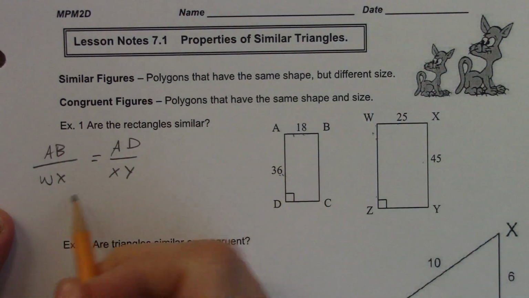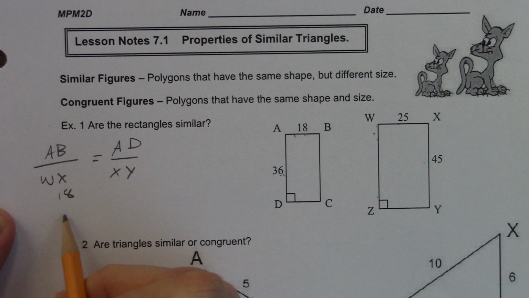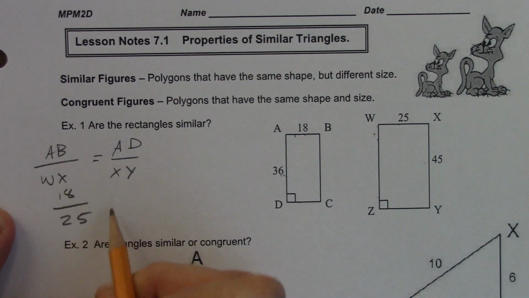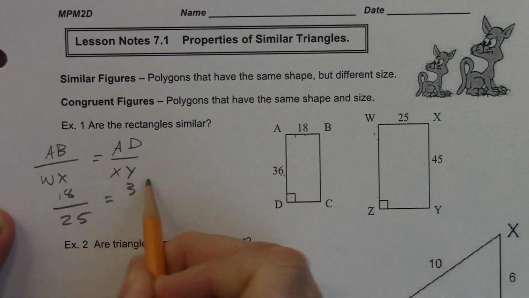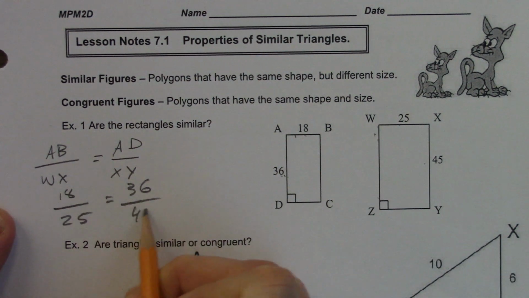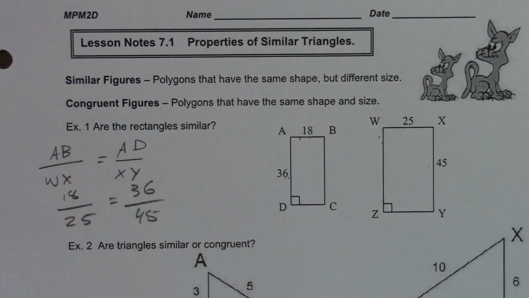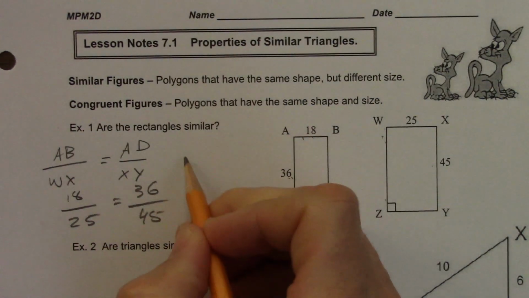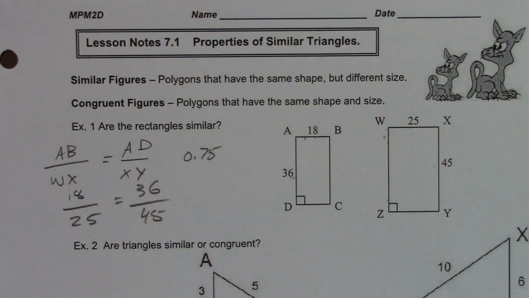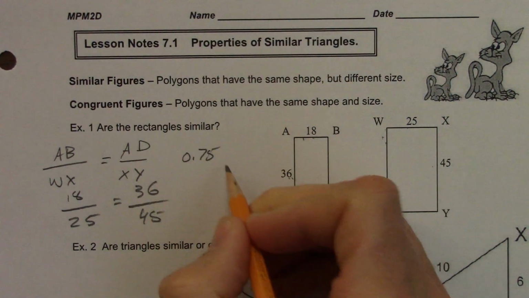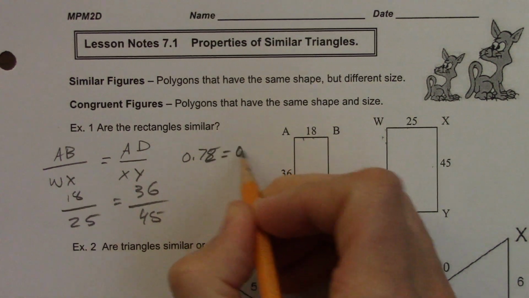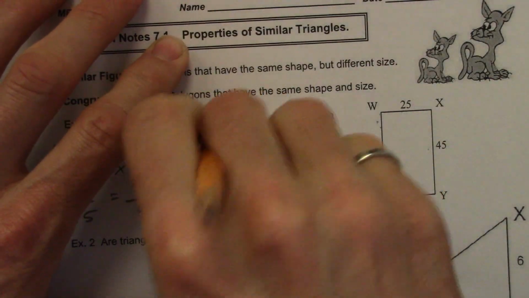So we sub in for AB 18, and we sub in for WX 25, and then we sub in 36, and then we sub in 45. So we need to see if these two are the same. They could be off by a very little bit, in which case they wouldn't be similar triangles. So we get 0.72, and we get 0.8. Uh-oh.